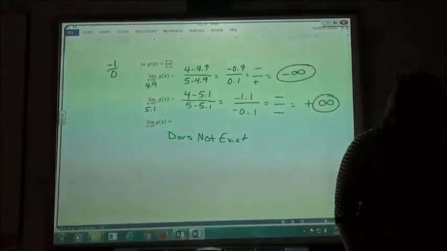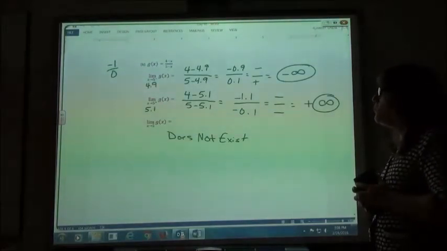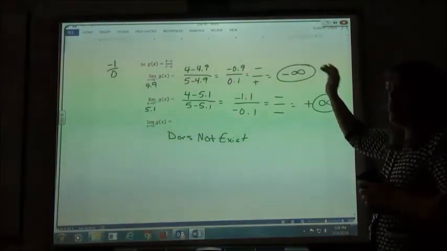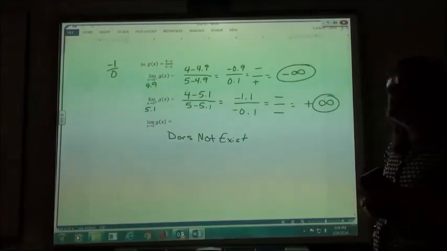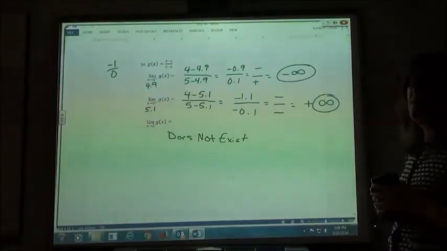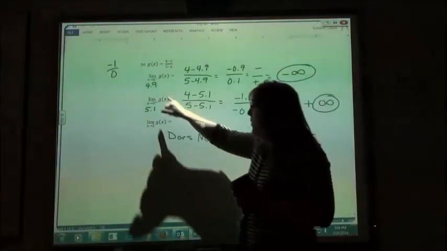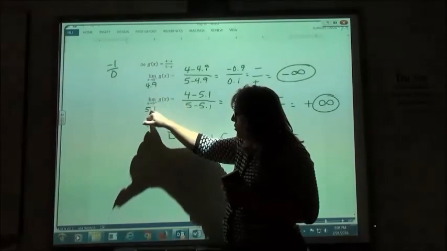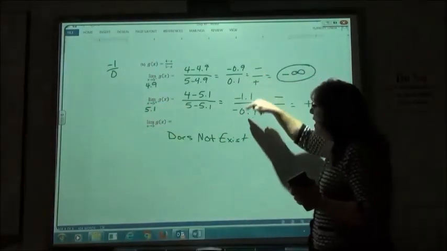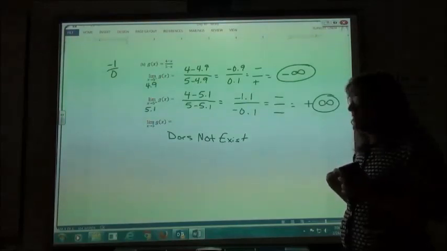So 13, 14, and 15, the point where if I evaluate directly and I get a number over 0, and since division by 0 is undefined, it tells me that I'm either going to have a limit of positive infinity or negative infinity. So I want to use numbers very, very close to what I have so that I can see what the sign is, so I know if I'm going to have negative infinity or positive infinity.